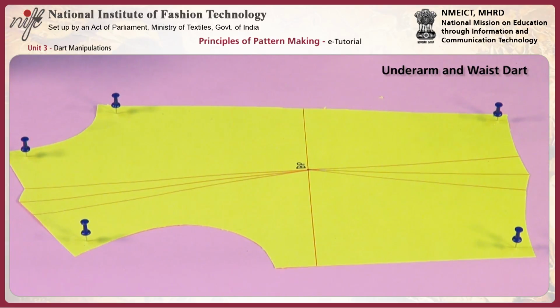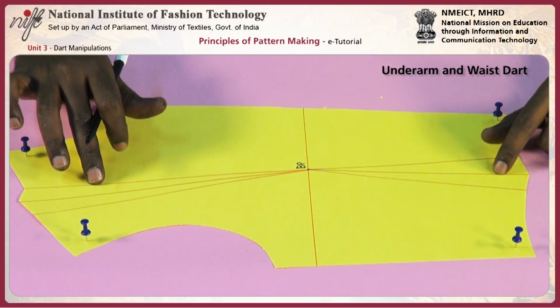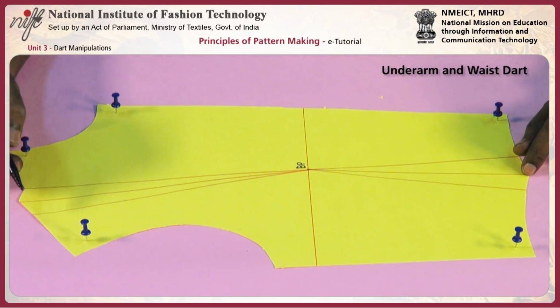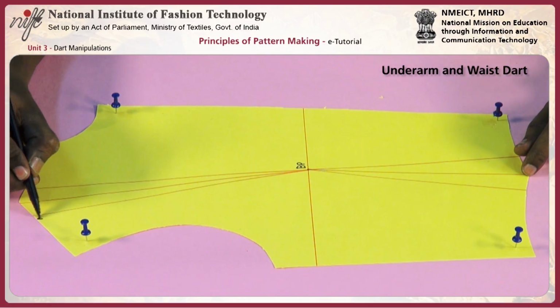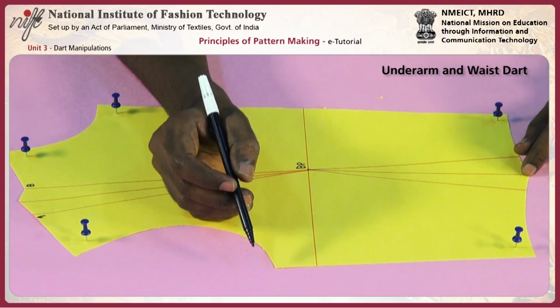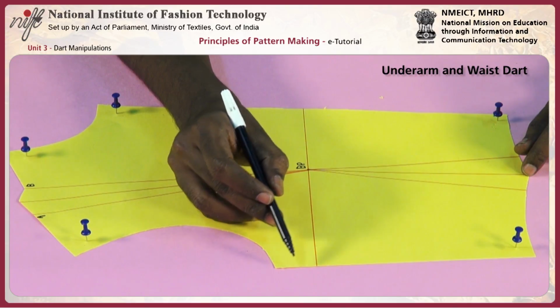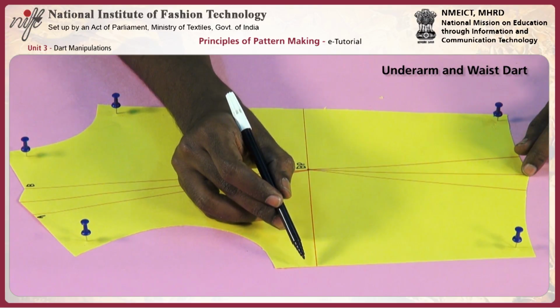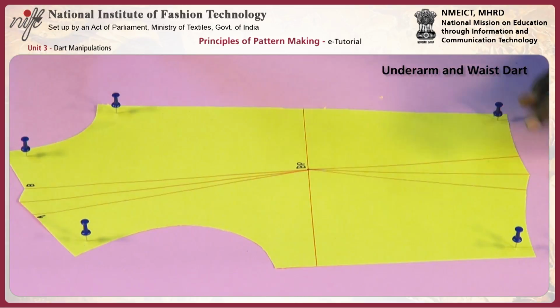Now we are going to see how to make underarm and waist dart. To make this, use the sloper of shoulder and waistline dart. First mark A and B in the shoulder dart. Mark the underarm position from the side seam where the dart is required and mark C.